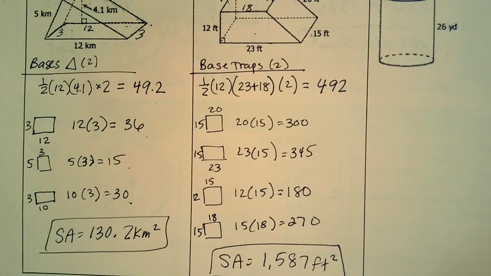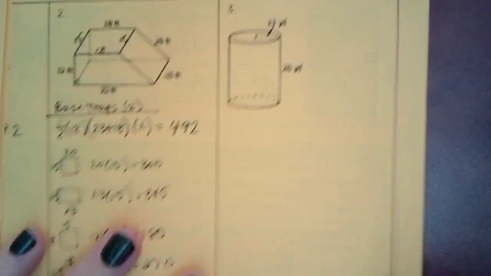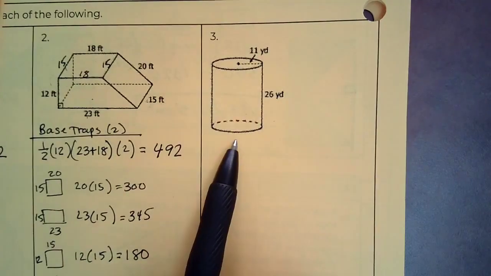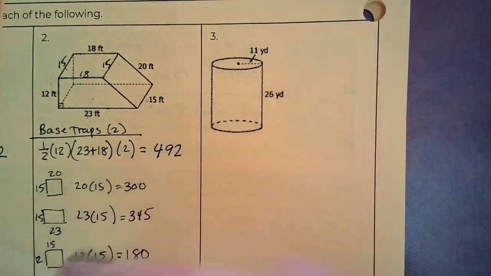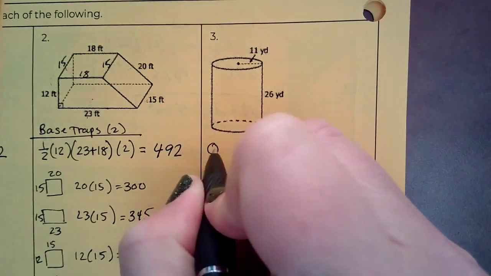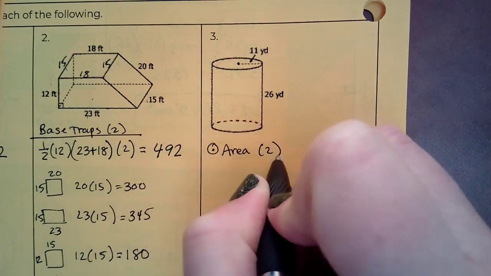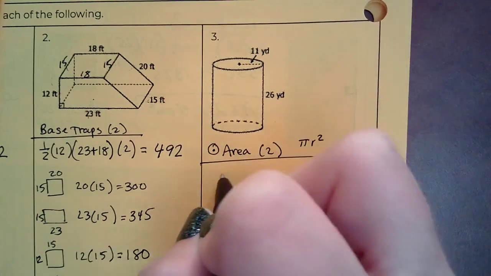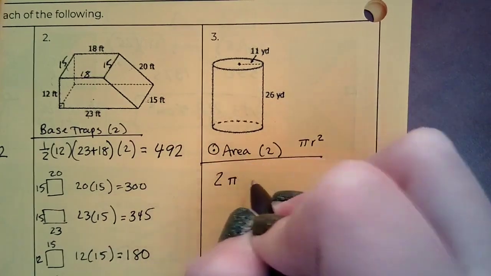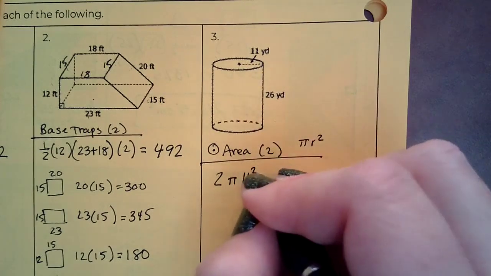All right, the next one here, we have a cylinder. So we're going to have our circles, and then the rectangular round. Let's start with the circles. So the circle area, and there's two of those. So the area of a circle is pi r squared. So this would be 2 pi r squared. So what is r? 11 squared.